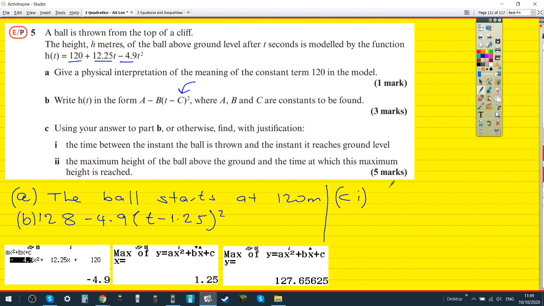Would that be 1.25 seconds? No. So if we were to graph this, it would look something like that. So this is the time. Is that right? Yeah. So this is the time, this is the height. And so you have to say, what time is this here when it hits the ground? What time does it hit the ground at?